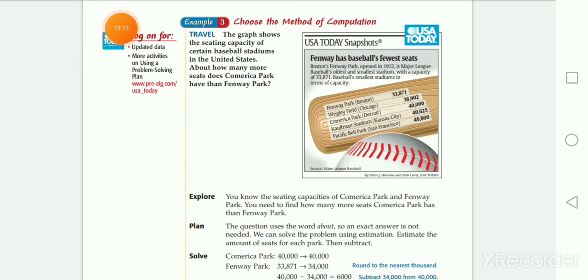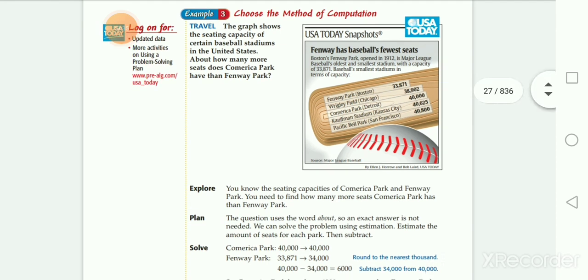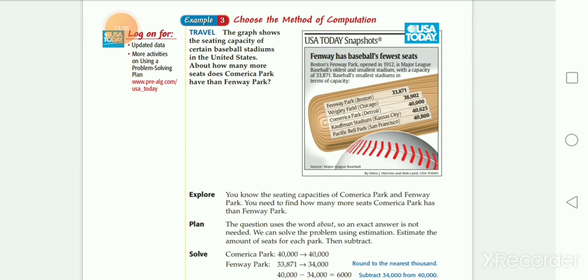So example 3, choosing the method of computation. Travel. The graph here shows the seating capacity of certain baseball stadiums in the United States. About how many more seats does Comerica Park have than Fenway Park? Here I'm going to use subtraction to know how many more. How many more I have than you.